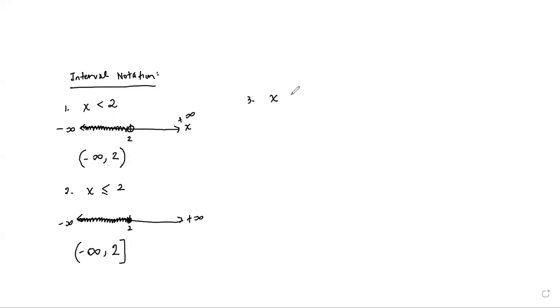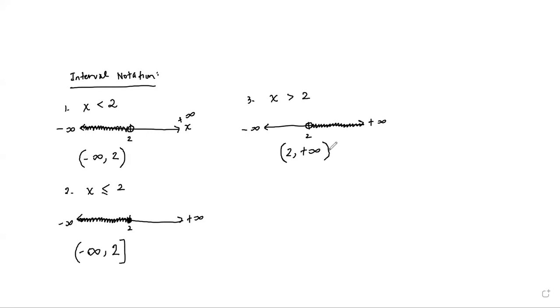Now for x is greater than 2, graphically, we plot 2 anywhere on the graph, and then since 2 is not included because of the absence of the equal sign, then 2 is represented by a hollow point, and everything on the right side are solutions of this inequality. So when we read the graph from left to right, we start at 2, and then we end at positive infinity. Since 2 is not included, it will be preceded by a parenthesis, and positive infinity is always followed by a parenthesis.